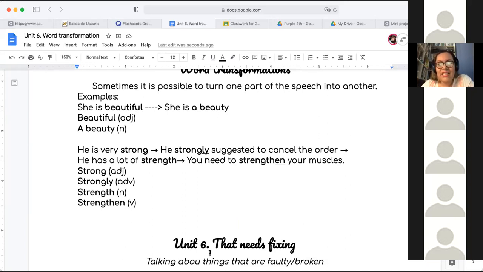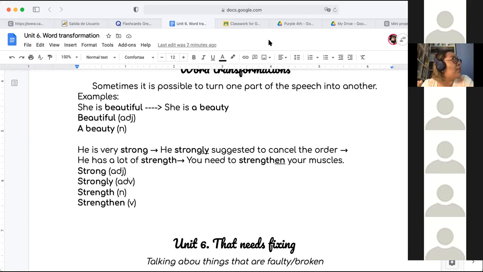Yes? Fixing? Fix? Okay, I'm going to pretend you all said yes because, to be honest, this is a kindergarten word. So "that needs fixing" means that whatever that is, it is probably broken. In this unit, the objective is to talk about things that are faulty or things that are broken. Things that are faulty are things that are not perfect anymore, things that are not in perfect condition, things that have defects. That's the meaning of faulty. And broken is something you already understand. So again, the objective of the unit is to discuss things that are faulty or broken.